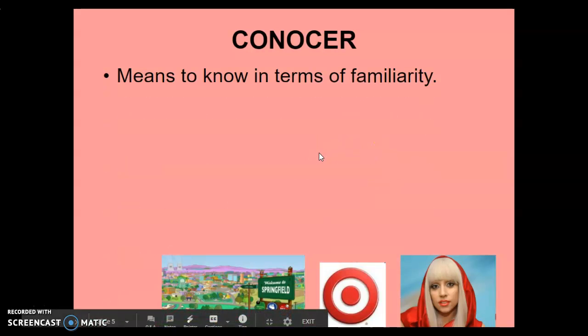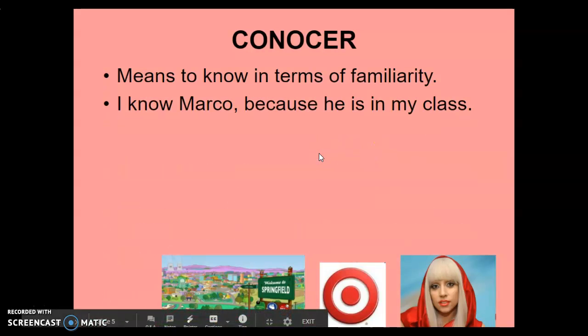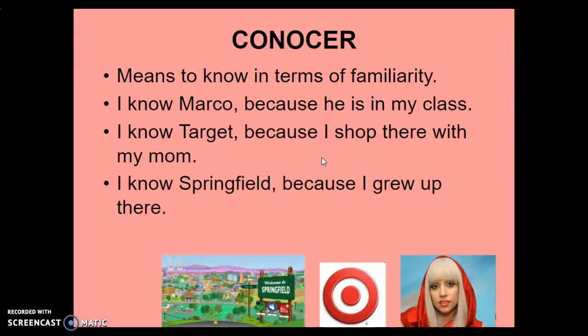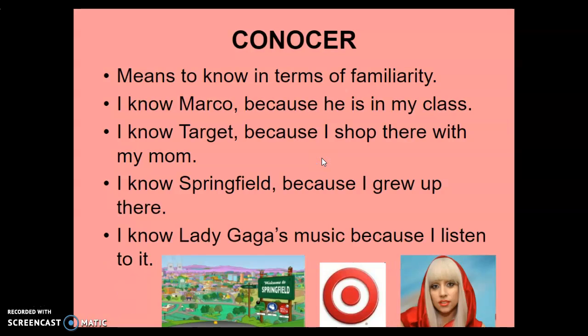Conocer means to know in terms of familiarity and experience with something. So I know Marco because he is in my class. I know Target because I shop there with my mom. I know Springfield because I grew up there. I know Lady Gaga's music because I listened to it.